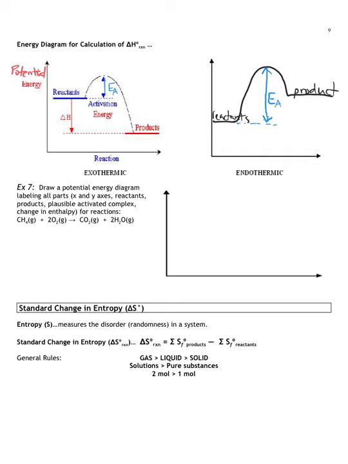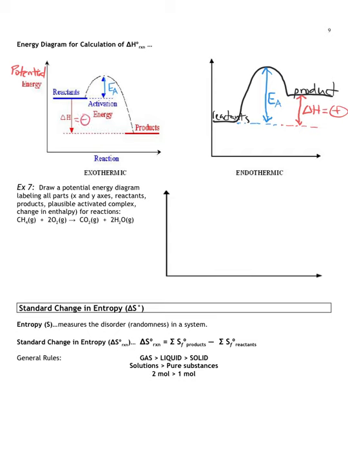And your enthalpy is going to be the difference between the reactants and products. So here's the products up here, and the reactants is down low. So when you calculate your change in enthalpy for this reaction, you'll see that it's going to be a positive value because the products have higher potential energy than the reactants, whereas this one's negative.